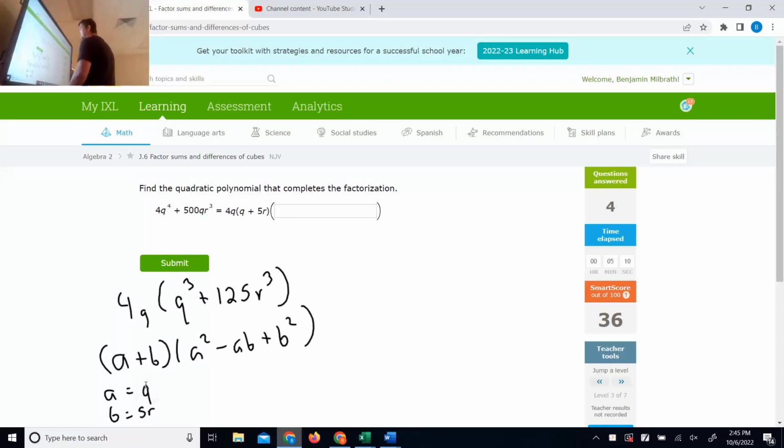Although I don't know that I need to teach you all this. They kind of already told you what a was, and I kind of already told you what b was. So let's think about what we're going to do here. We're going to take the a value of q and we're going to square it.